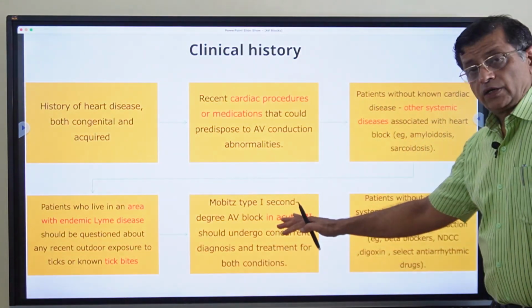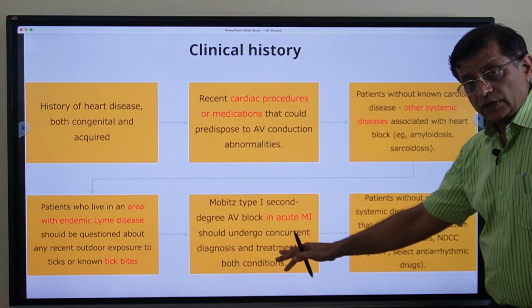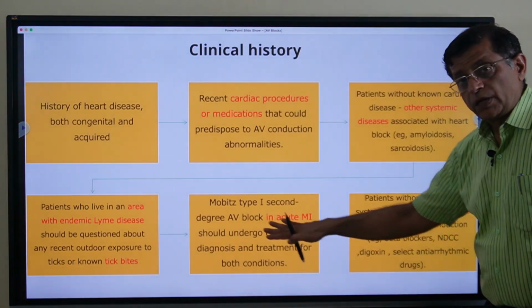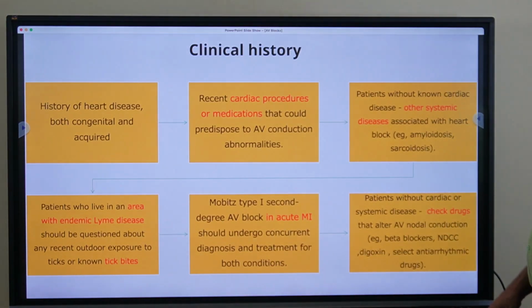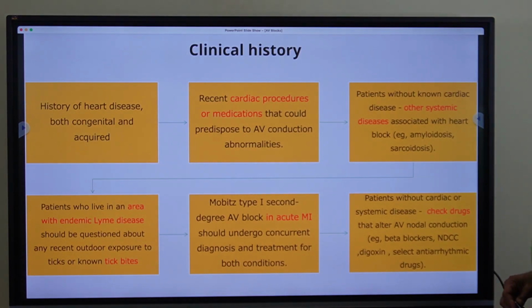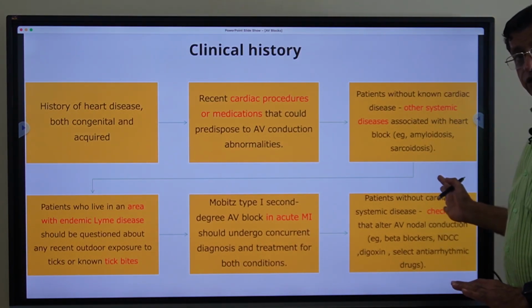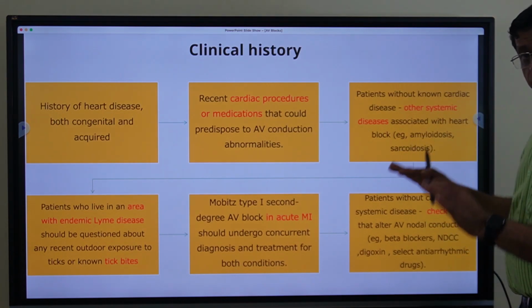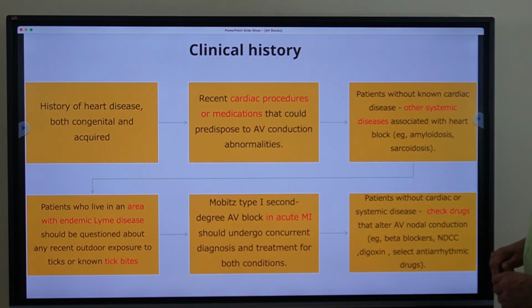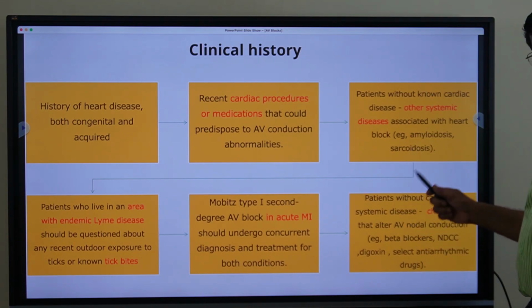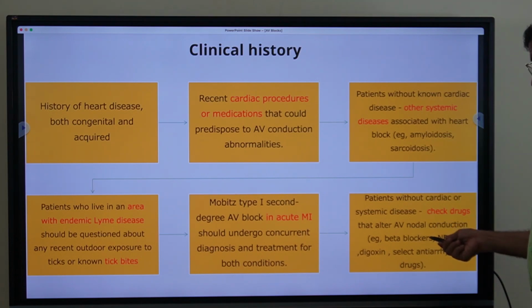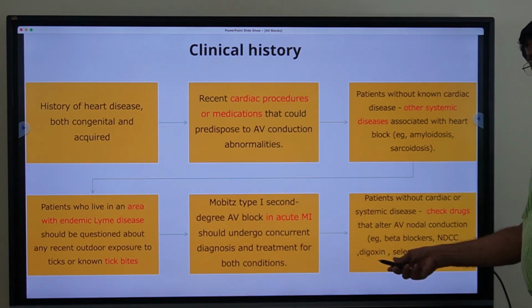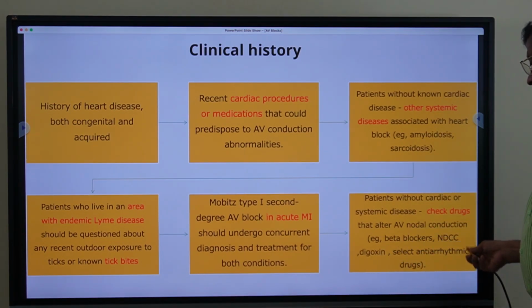If Mobitz type 1 occurs in the setting of acute MI, then the patient will require treatment for acute MI as well as for Mobitz type 1 AV block. And if the patient does not have a cardiac disease or any other systemic disease which may involve the heart, last but not the least, check the drugs, whether the patient is taking some drugs which alter the AV conduction, especially beta blockers, non-dihydropyridine calcium channel blockers like verapamil or diltiazem. Digoxin can cause any type of block, and select antiarrhythmic drugs.